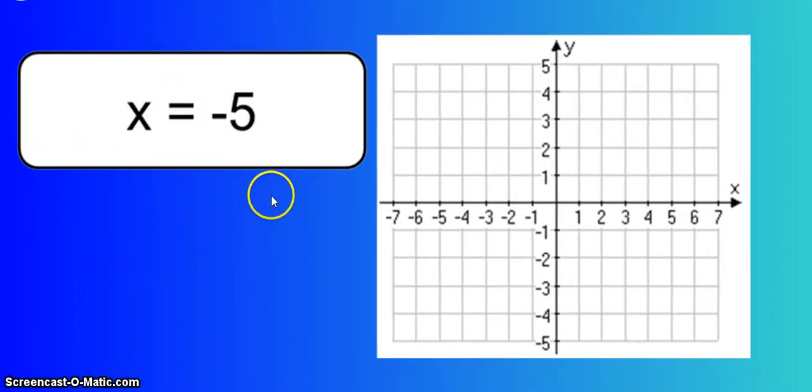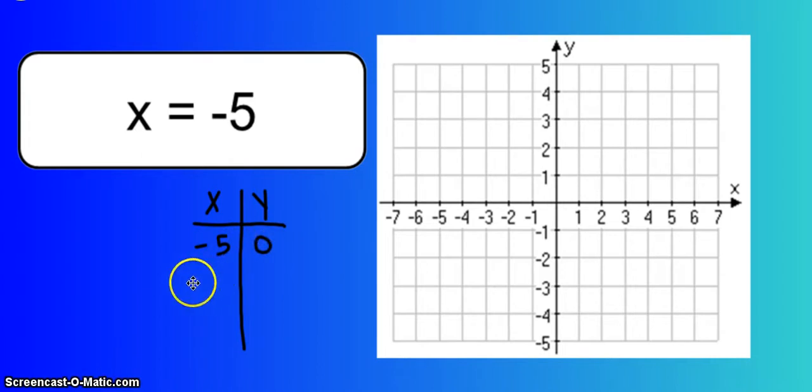Here we go to the next one. We have x is always -5. If you make an xy table, which you should be doing with me, our x always has to be -5. It doesn't say anything about y, so y could be 0. X is always -5. Y can be whatever. Let's say 1. X is always -5. Y can be whatever. Let's say -5.